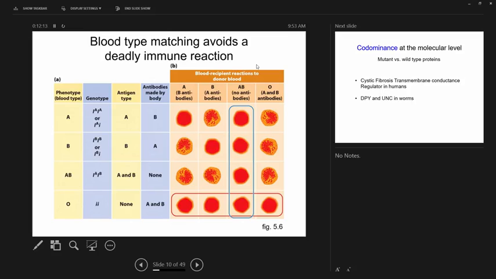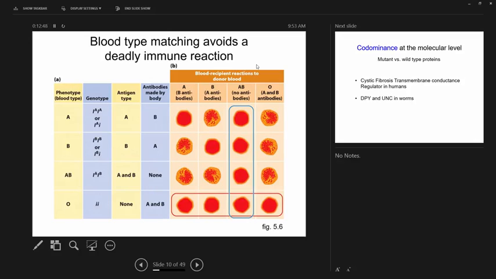This is the recipient, the reaction to that. Okay, so if the type A person gets type B blood, then they're in trouble, and you get a reaction, right? It clots up the blood, and you're dead. So if you are type A and you get type B or AB, problem. If you're type B and you get type A or AB, you have a problem.